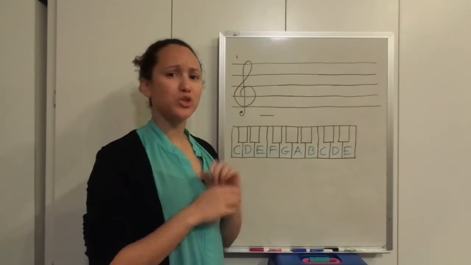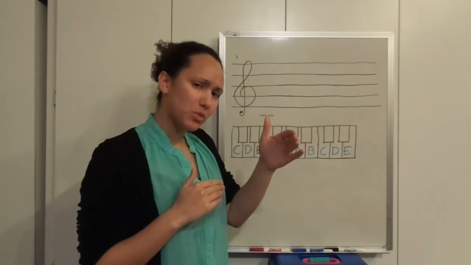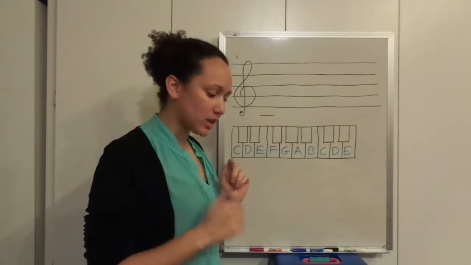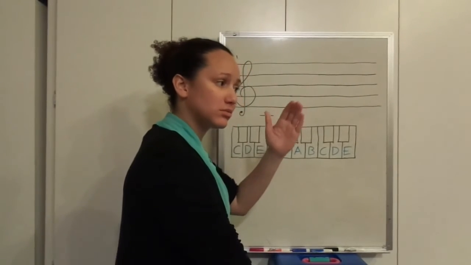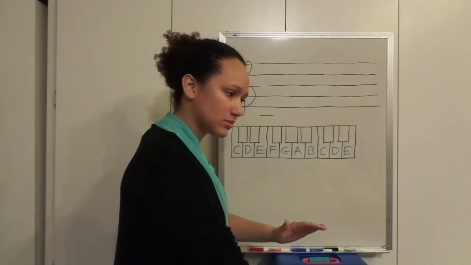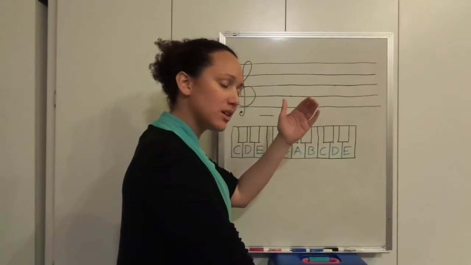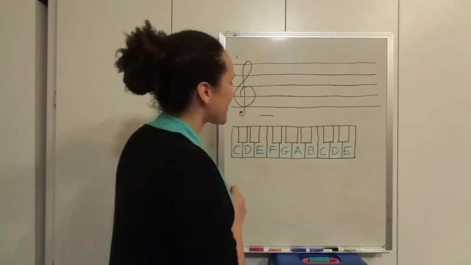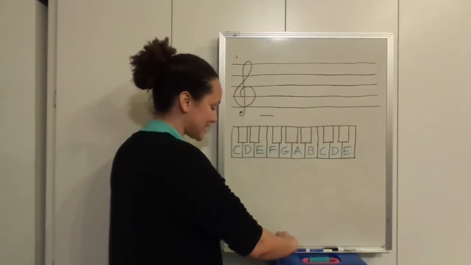But what if we didn't want to raise a note? What if we wanted to lower it? Make it a little bit lower, like this. B, and then a lower B. That's what we call a flat.